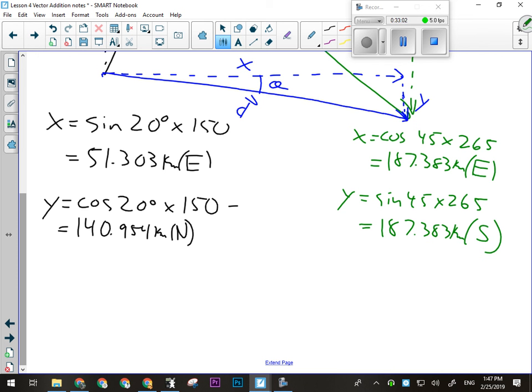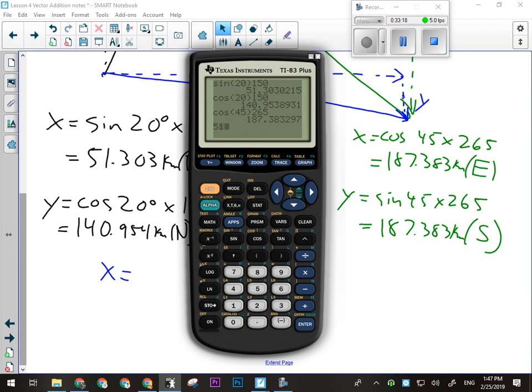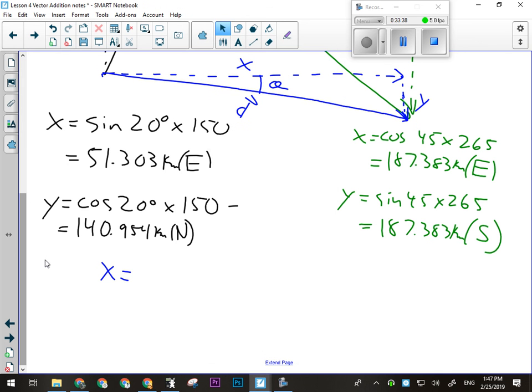So now I can move on to finding my resultant x. So blue x. Both x's are east, so I don't have to worry about subtracting or making one of them negative. They're both east. So I'll take my 51.303, with all the decimals, and add that to 187.383. So my resultant x is 238.686 kilometers east.